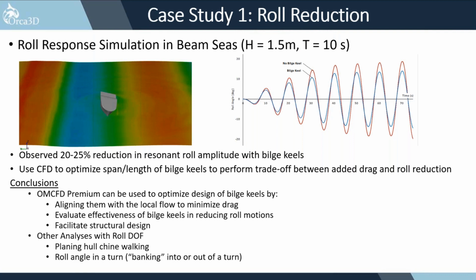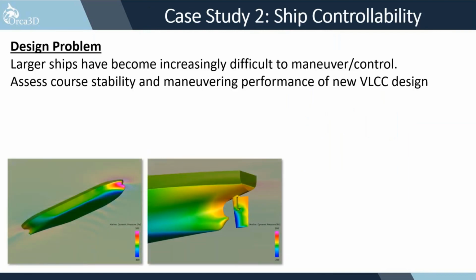And you can think about other types of analyses with the roll degree of freedom. For example, chine walking for planing hulls, or banking into and out of a turn when you're doing a turn with a planing hull. These all involve the roll degree of freedom, or are all things you can do with the premium version. The second case study is a little different.